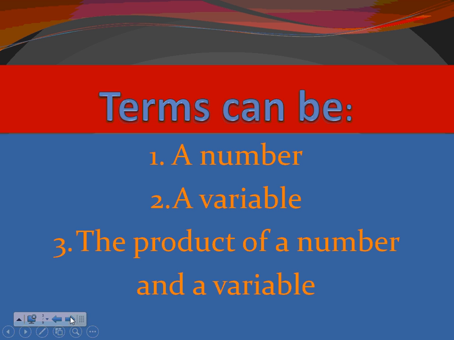That's what I want you to think about. A product. They are stuck together. A number and a variable. They're one term. You got that? A number and a variable are one term. Does that make sense? Okay, they're stuck together. So remember that. So let's look at some examples.